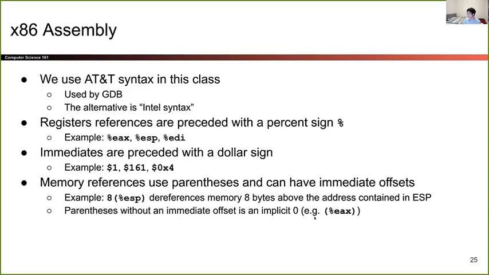Then there will be an implicit 0. So this is the value at the address stored in EAX without any offset.